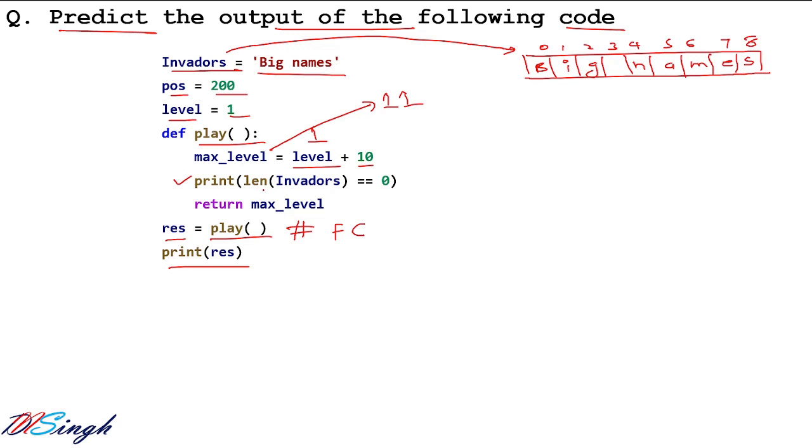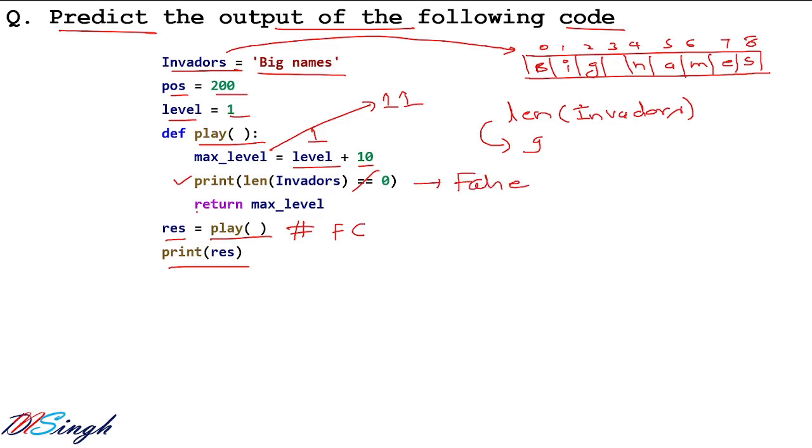And then you print len of invader equal to 0? No, because length is what? Length of invader is the number of elements inside that variable. So how many are they? They are 9. 1 2 3 4 5 6 7 8 9. So length is 9, which is not equal to 0. So what is being printed from here?